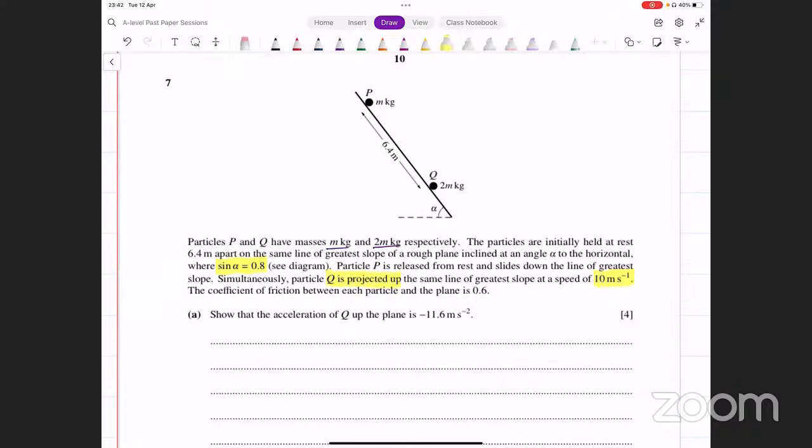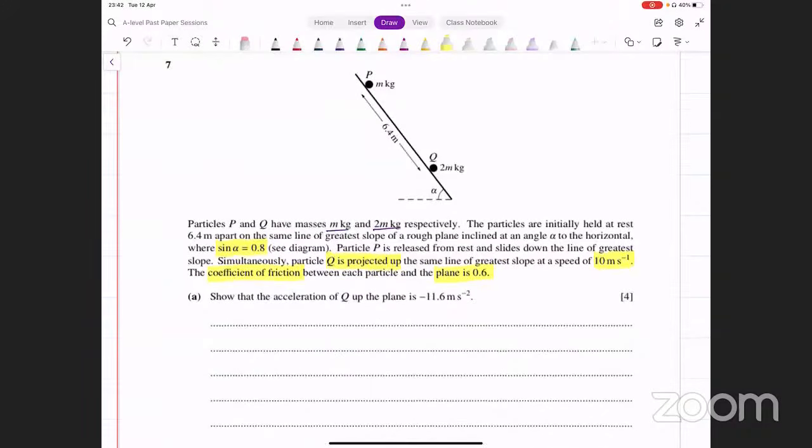The coefficient of friction between each particle and the plane is 0.6. So that means the surface has friction as well. Right, this paper has friction in this as well. Okay. Now we need to show that the acceleration of Q up the plane is minus 11.6. So that's the first part that we have to do. Acceleration show करनी है, Q की acceleration up the plane is minus 11.6.